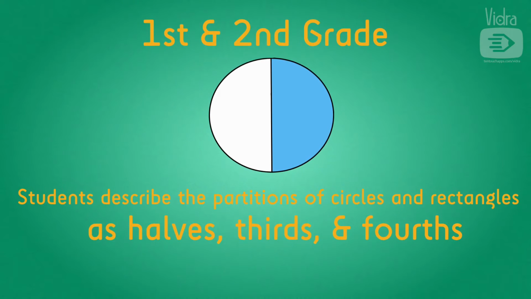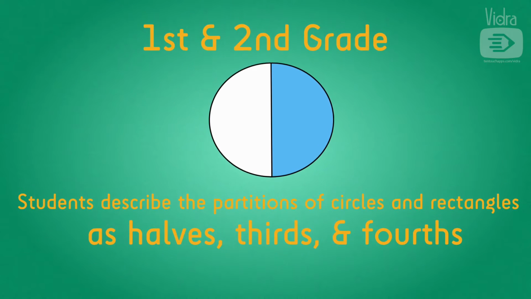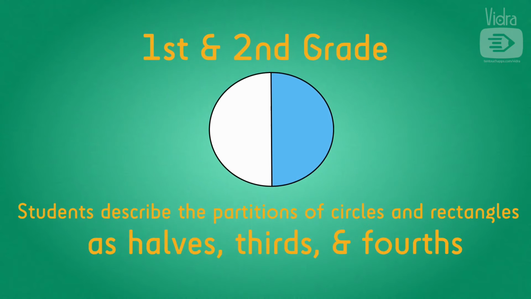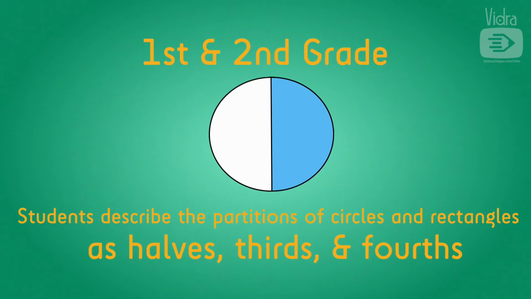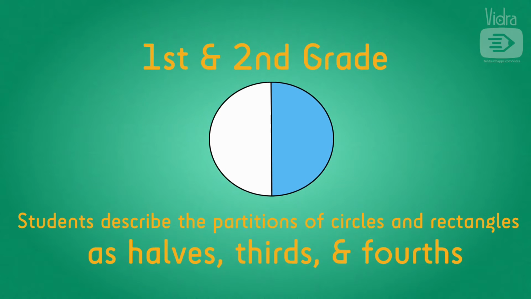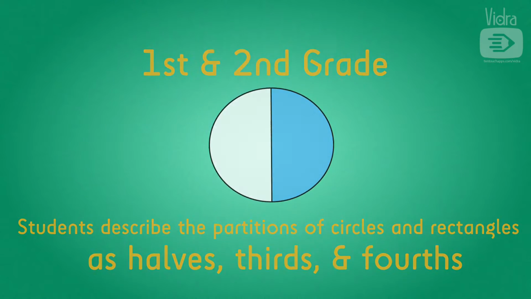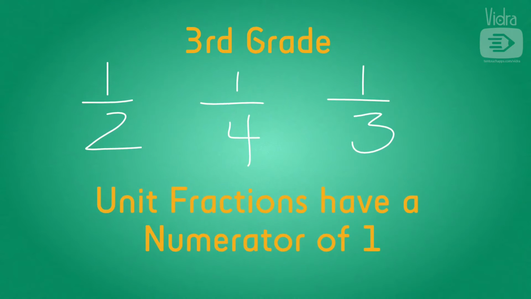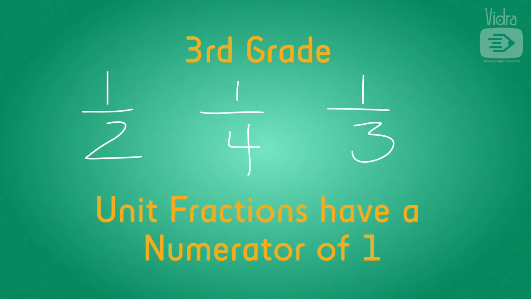In first and second grade, fractions will be introduced informally through drawings, where students will represent halves, thirds, and fourths. They will also be recognizing that these are partitions or part of a whole. In third grade, the formal instruction for fractions begins, where students learn that unit fractions have a numerator of 1.